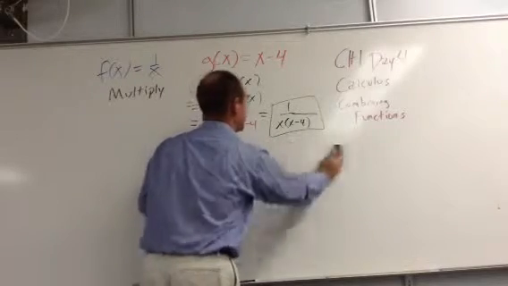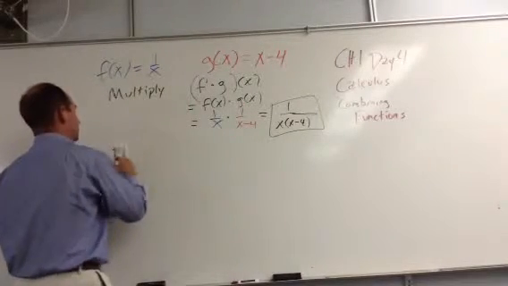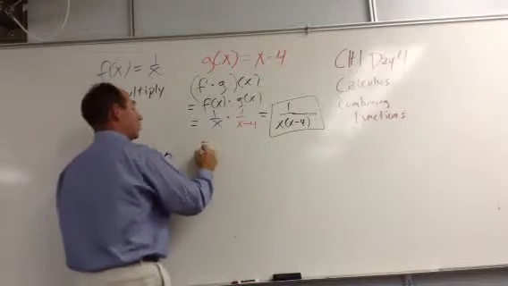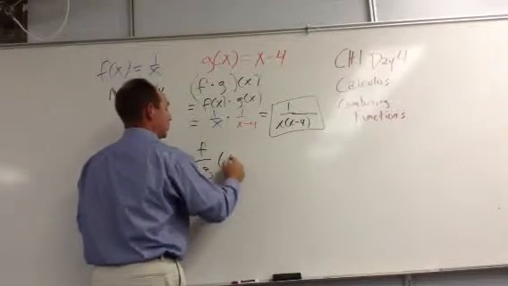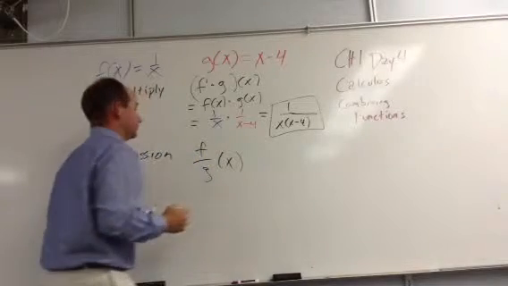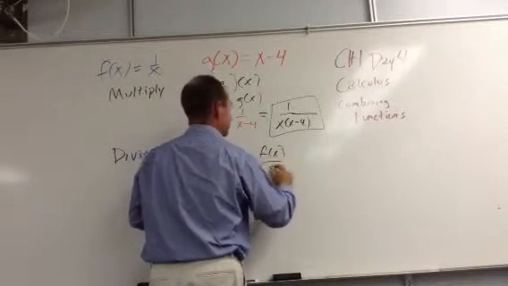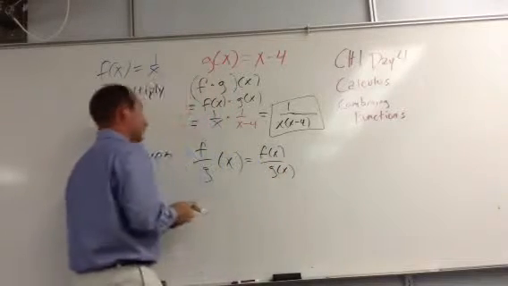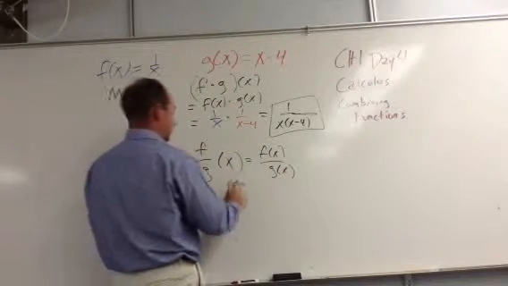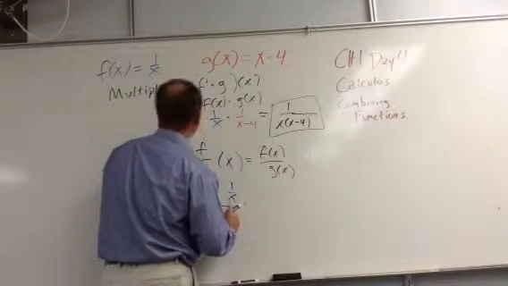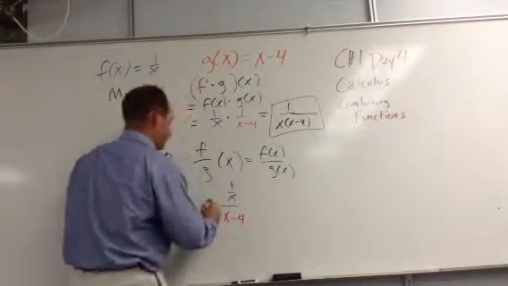Now, the last one is division. I shouldn't say the last one. The last of the usual operations is division. And so let's just call this f divided by g of x. And so, yeah, that's equivalent to f of x divided by g of x. So f of x we said was 1 over x. We're going to divide that by g of x, which is x minus 4.